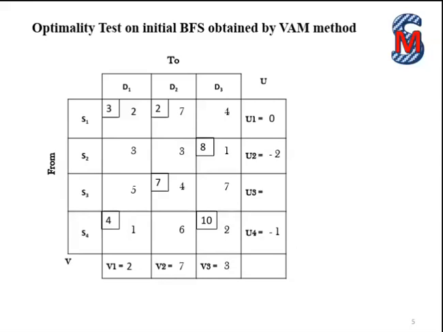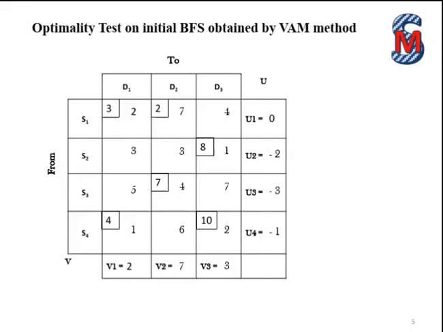So 7 minus 3 is 4, therefore u3 is minus 3. So with this we have found all the ui's and vj's. Now we'll be moving further to find out the cell evaluation dij for each cell. Dij is found as Dij equals Cij minus (Ui plus Vj) for the non-occupied cells.